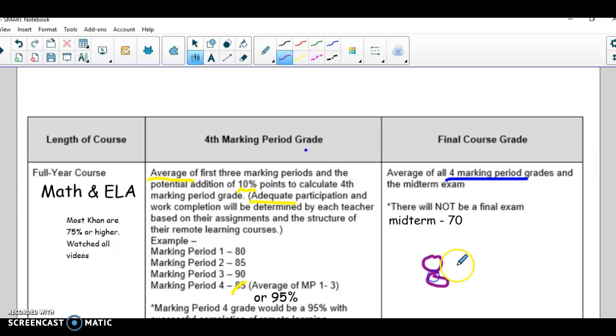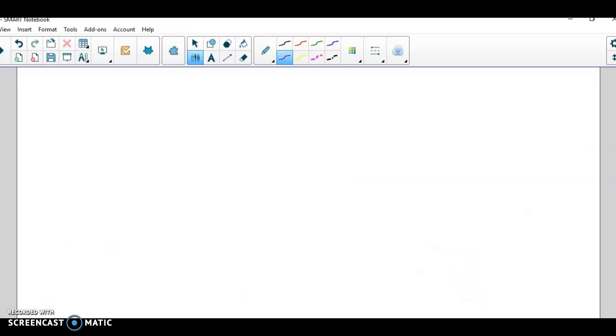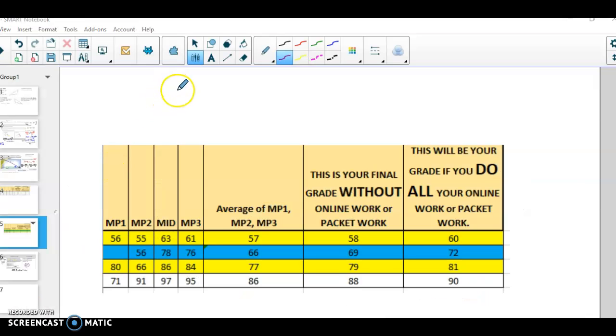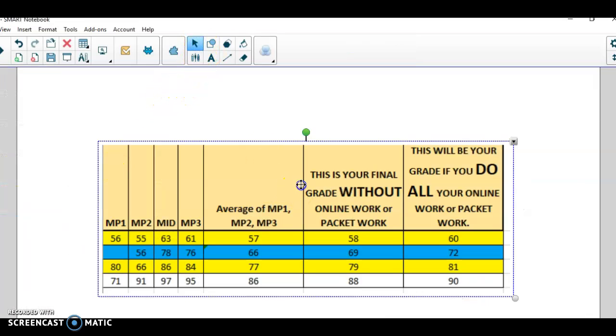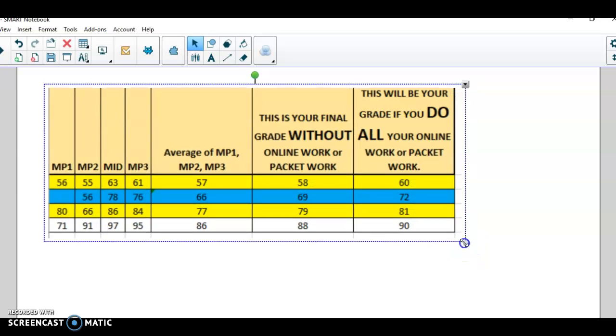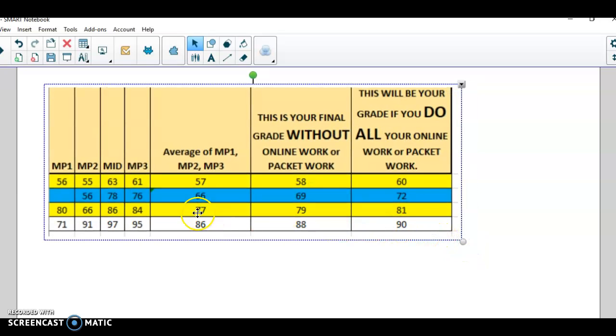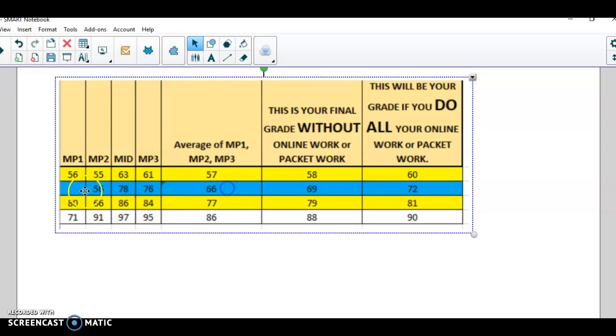And a little later, I'll show you a little worksheet you guys can use to calculate your grade. Now let's look at what I did for all my students. I actually have a whole spreadsheet with your names and student IDs and everything on it. Here we have a particular student's marking period 1 grade. This is the example I wanted to look at. This student's grades were a 56, a 55, a 63, and a 61.